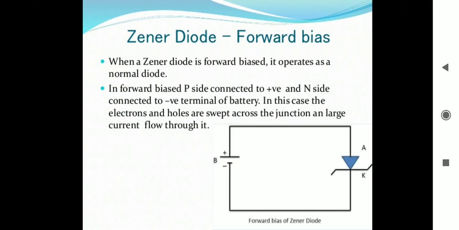So this is the circuit diagram when you connect the Zener diode in forward bias conditions. In a practical lab, you can connect the Zener diode on the circuit board in forward bias or in reverse bias conditions. You can see the variations in the values during the forward bias and reverse bias conditions. So in forward bias condition, the Zener diode is forward biased. It operates as a normal diode.